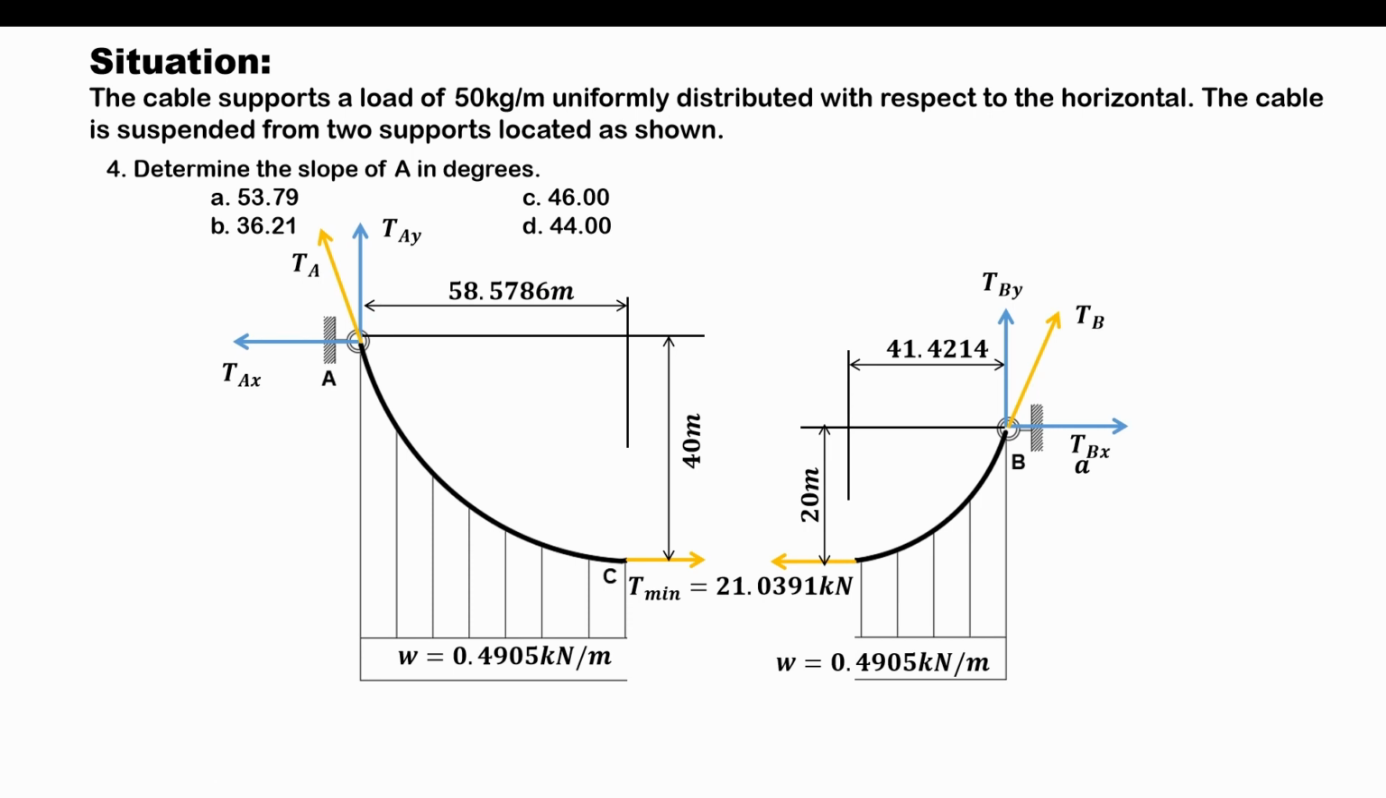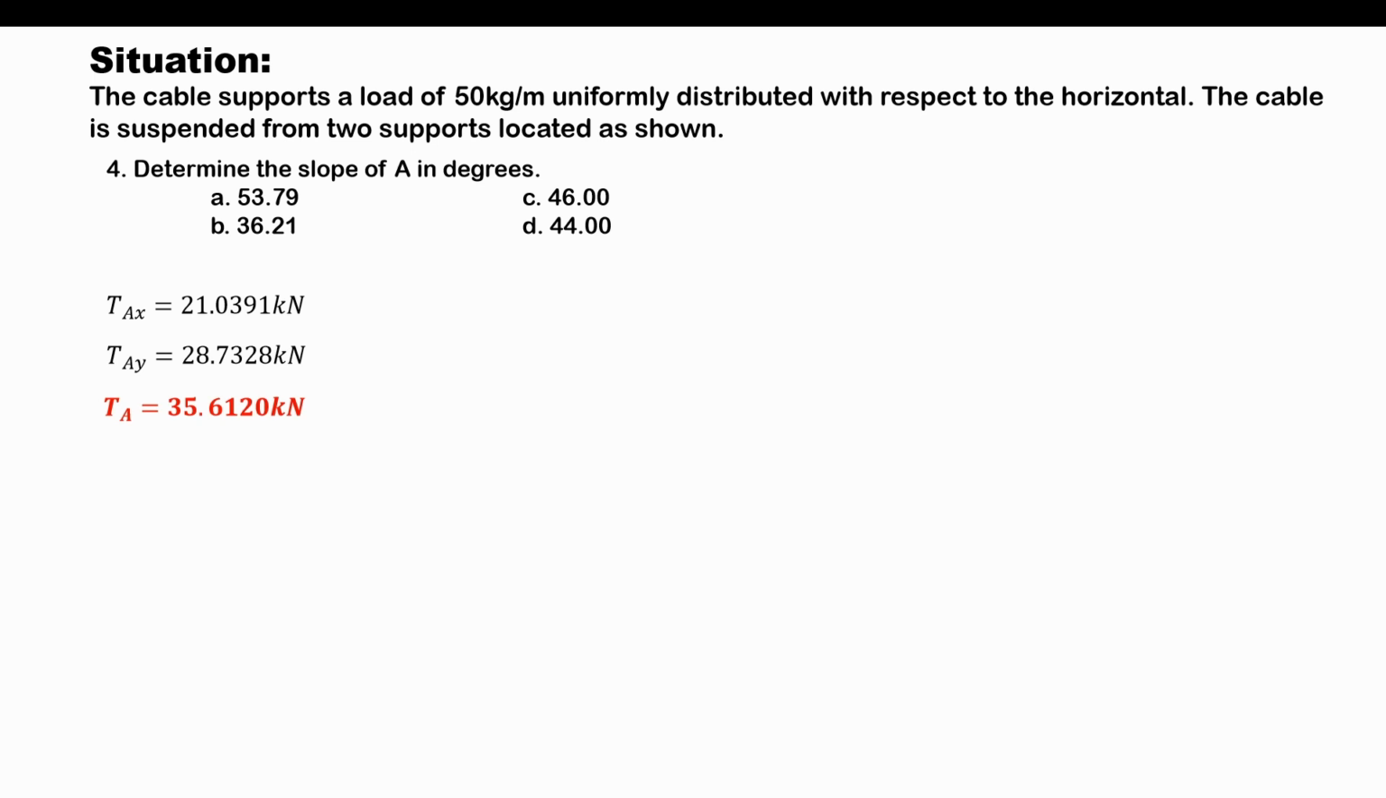Now let's proceed answering question number 4, and in here we are asked to determine the slope of point A in degrees. So basically, what we are solving here is the angle that the tension at A makes with the horizontal. And if we would to reflect that in this given figure, that will be this one. And we've denoted the slope at A to be θA. So here's the summary of the components as well as the resultant tension at A.